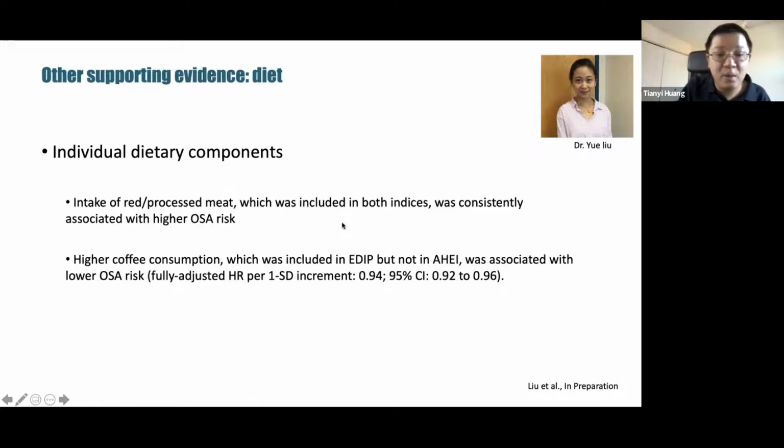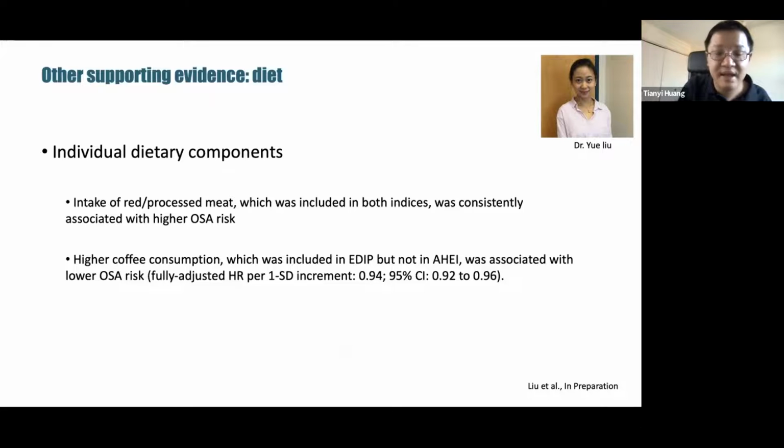Then we tried to look at why the inflammatory dietary pattern was more strongly associated with sleep apnea risk. What we found is that higher coffee consumption, which was included in the EDIP but not in the HEI, was associated with lower sleep apnea risk. And we know that coffee, and even the caffeine in coffee, is a strong antioxidant and also has strong anti-inflammatory effects.